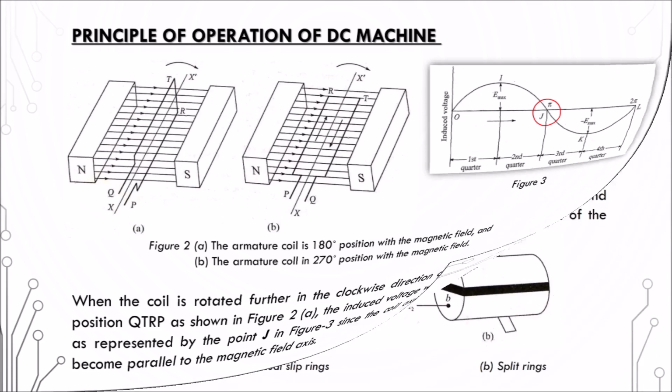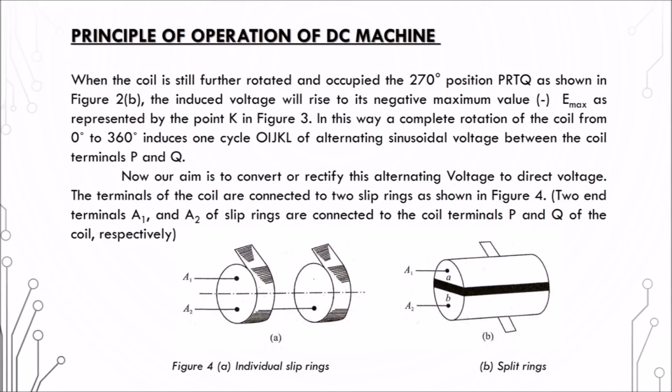Now, our aim is to convert or rectify this alternating voltage to direct voltage. The terminals of the coil are connected to two slip rings as shown in figure 4. The two end terminals A1 and A2 of the slip rings are connected to the coil terminals P and Q of the coil respectively.